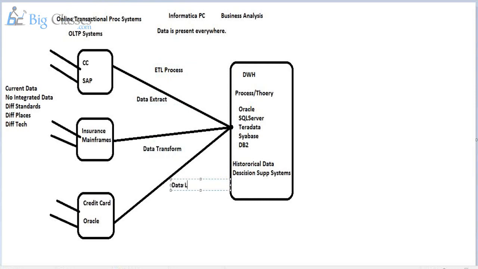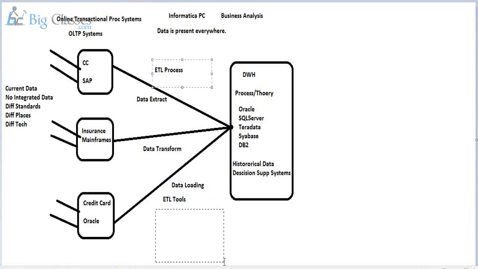So we extract the data from multiple OLTP systems. We transform that into a homogeneous format because we have different standards out there, and we load them into the tables of the data warehouse. This ETL process is done by using ETL tools. As the ETL developer, we use these ETL tools to perform the ETL process.